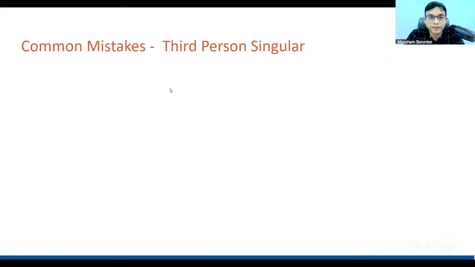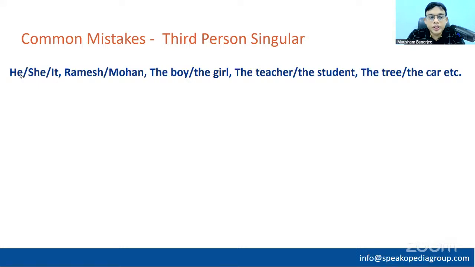Let's understand. Now look at these. He is a third person. I, we, first person. You, second person. He, she, they, third person. He, she is singular number. One, he. Third person singular number. She. Third person. He, she, it. Third person singular number. Ramesh, Mohan, the boy, the girl. These are all examples of third person singular number.